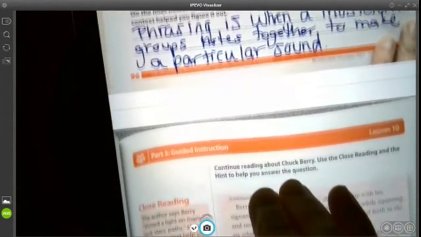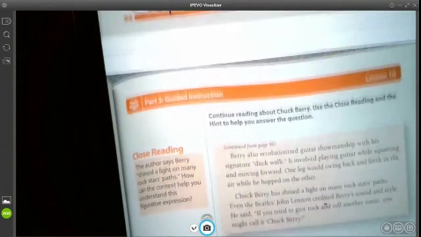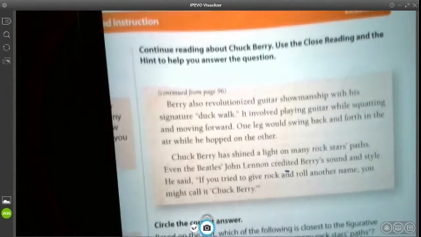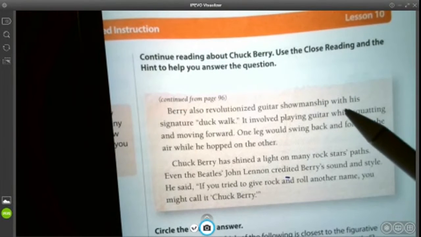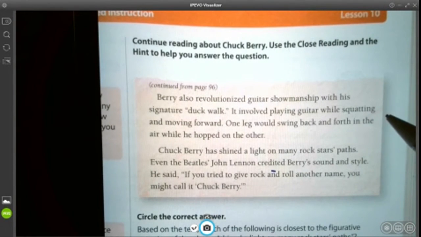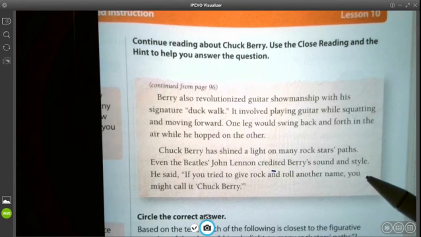Let's keep reading about Chuck Berry, and we're going to actually practice answering an RI 6.4 kind of question. Berry also revolutionized guitar showmanship with his signature duck walk. It involved playing guitar while squatting and moving forward. One leg would swing back and forth in the air while he hopped on the other. Chuck Berry has shined a light on many rock stars' paths. Even the Beatles, John Lennon credited Berry's sound and style. He said if you try to give rock and roll another name, you might call it Chuck Berry.